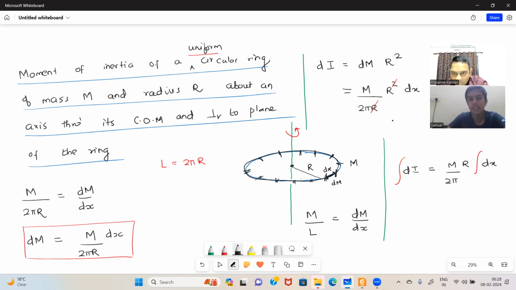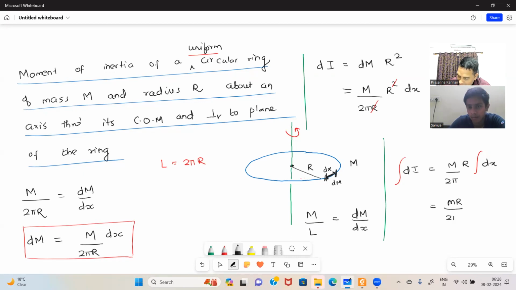So if I add all these distances, what will I get? Circumference of the circle. So integration is nothing but adding all those values. How many additions you have to do? Infinite number of additions. That's why you call it integration, not summation. Correct?